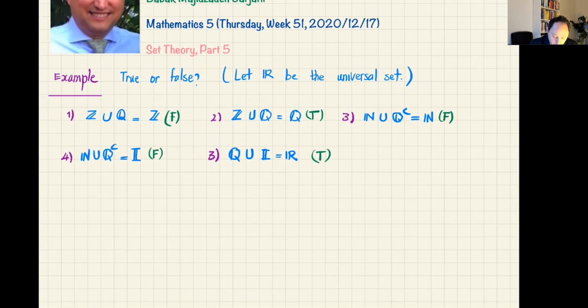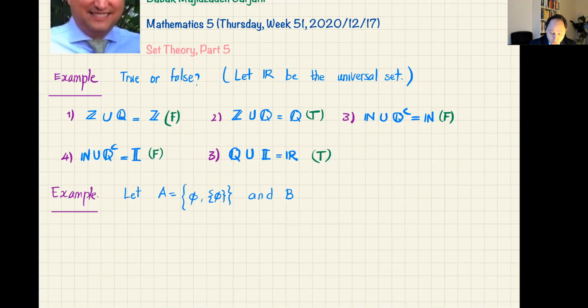Let me give you another example. So let A be this set: the empty set and the singleton containing the empty set. And B: pi. That's a real number, but it isn't in Q, is it? It's not rational. No, it is not in Q, but it is in I.